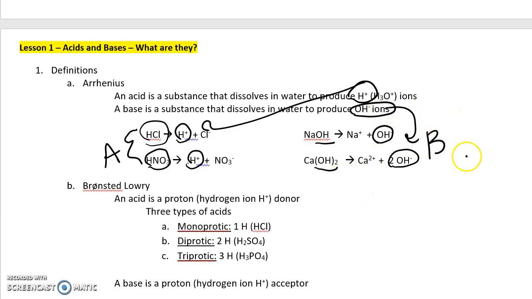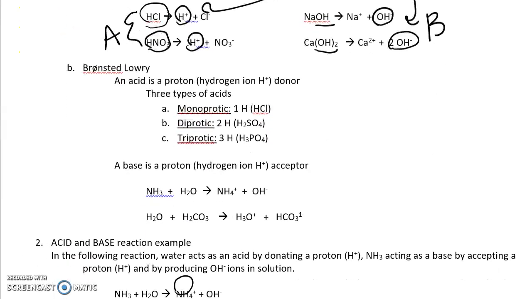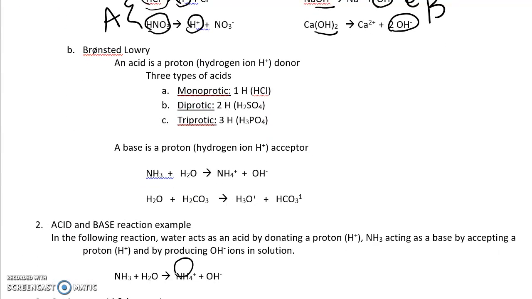The Bronsted-Lowry definition is a little different. That one deals with whether things take in hydrogen or give up hydrogen. So an acid gives up the hydrogen, and there's 3 types of acids that we'll generally encounter. It depends on how many H's they have. Monoprotic means 1 H, so there's only 1 H here. Diprotic means 2, there's 2 H's. Triprotic means 3 H's. The base would be the thing that takes in the hydrogen.